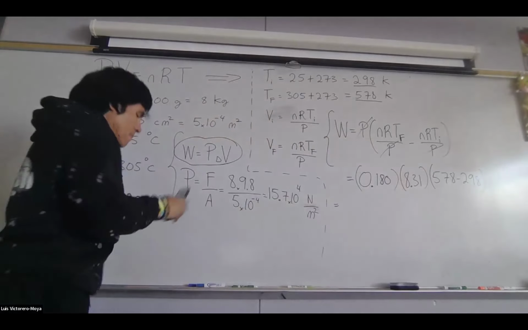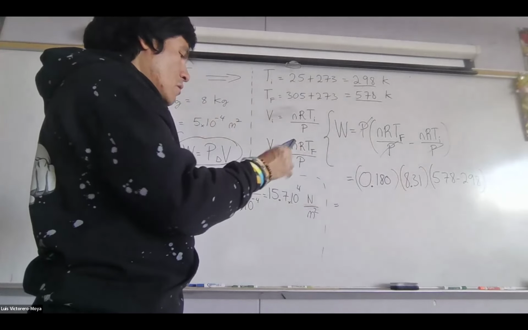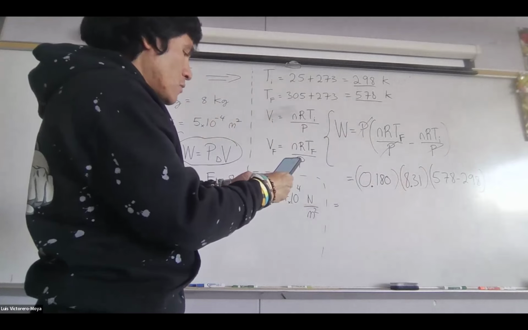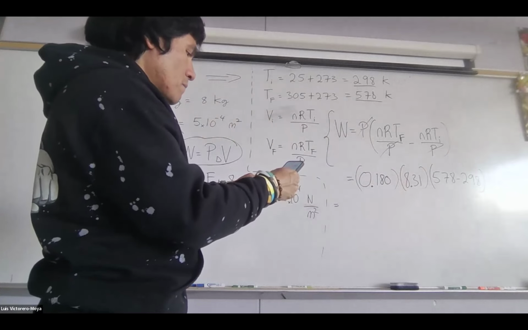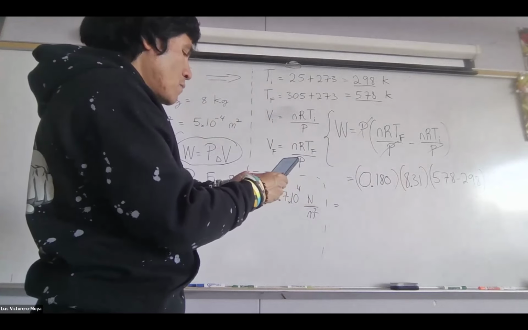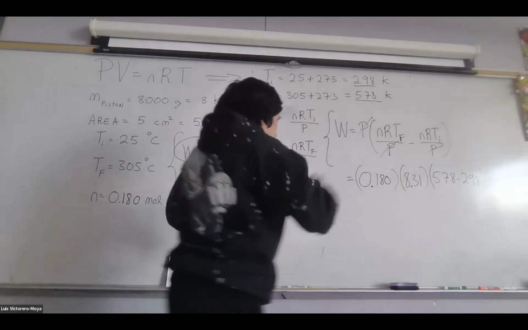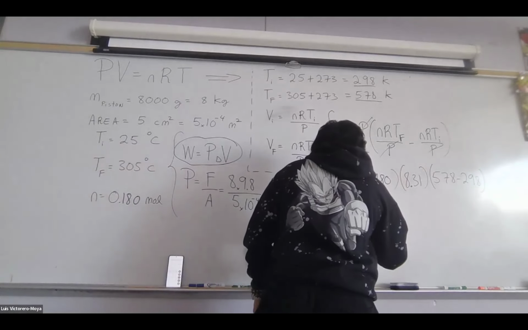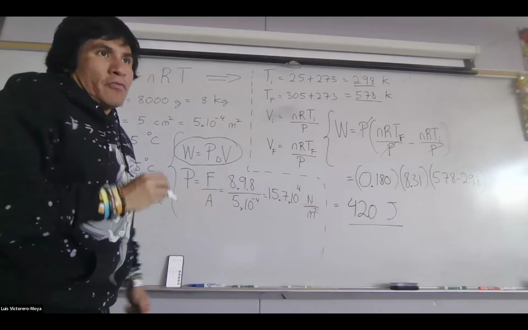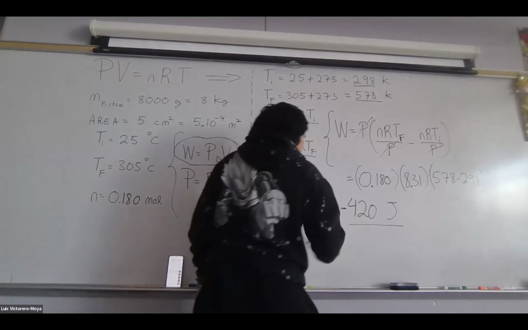All right. Let's show you. So 578 minus 298 times 8.31 times 0.180 is 420. If you round it, 420 joules. Now, that work will be negative because it's work done on the gas. So negative, okay?